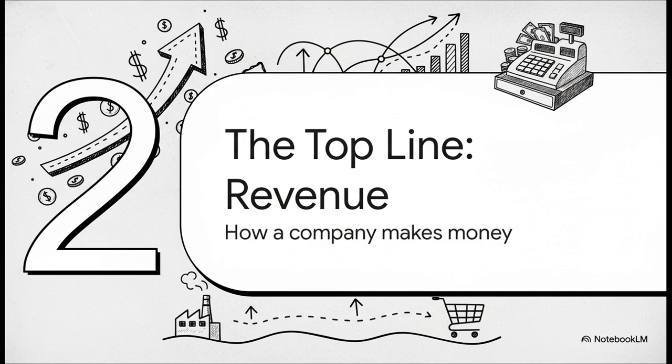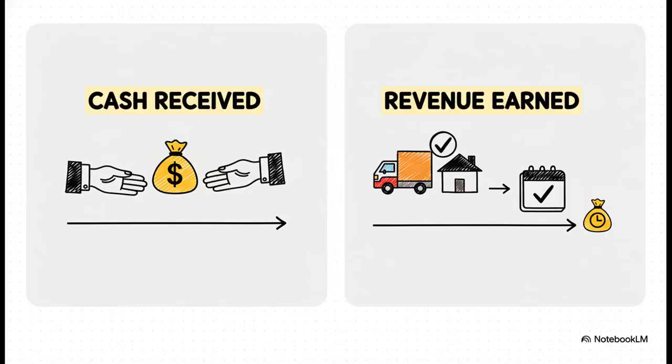Section 2, the top line. You'll also hear this called revenue or sales. It's pretty straightforward. This is all the money a company brings in from selling its stuff. Now, here's a super important point, and it trips a lot of people up. Revenue is not the same thing as cash.